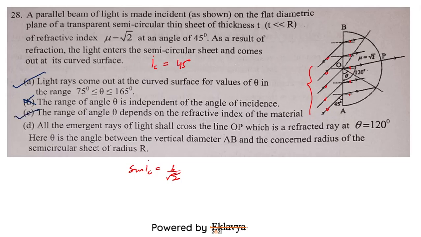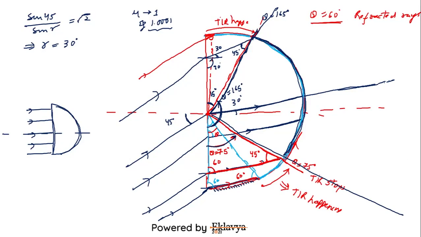Now option D is a great one. It says all the emergent rays cross the line OP, which is refracted at an angle of theta equal to 120 degree. Now pay attention guys, this special ray, the one that passes through the center, for this ray, this angle is 30 degree, which means theta for this ray is 120 degree.